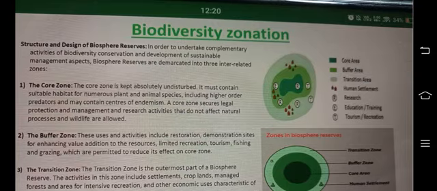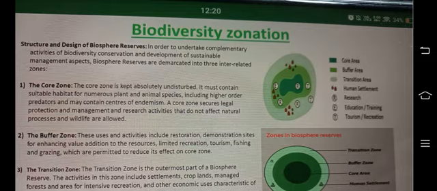Biodiversity zonation. Structure and design of biodiversity reserves in order to undertake complementary activities of biodiversity conservation and development of sustainable management aspects. Biosphere reserves are demarcated into three interrelated zones. Here you can see core area, buffer area, transition area, human settlement, research, education, training, tourism, and recreation.